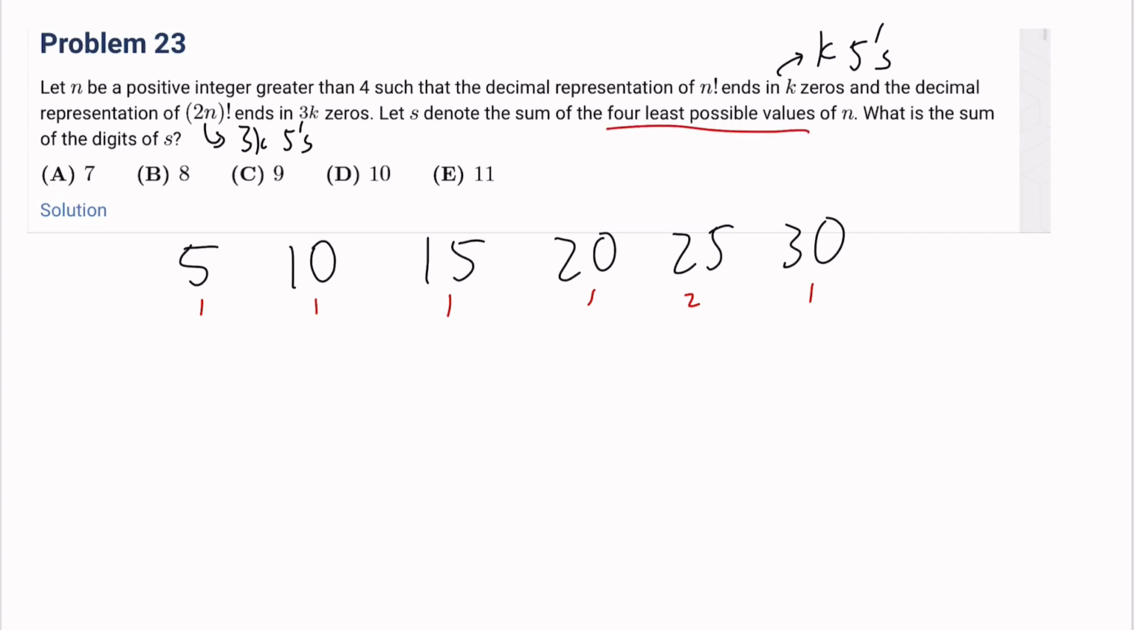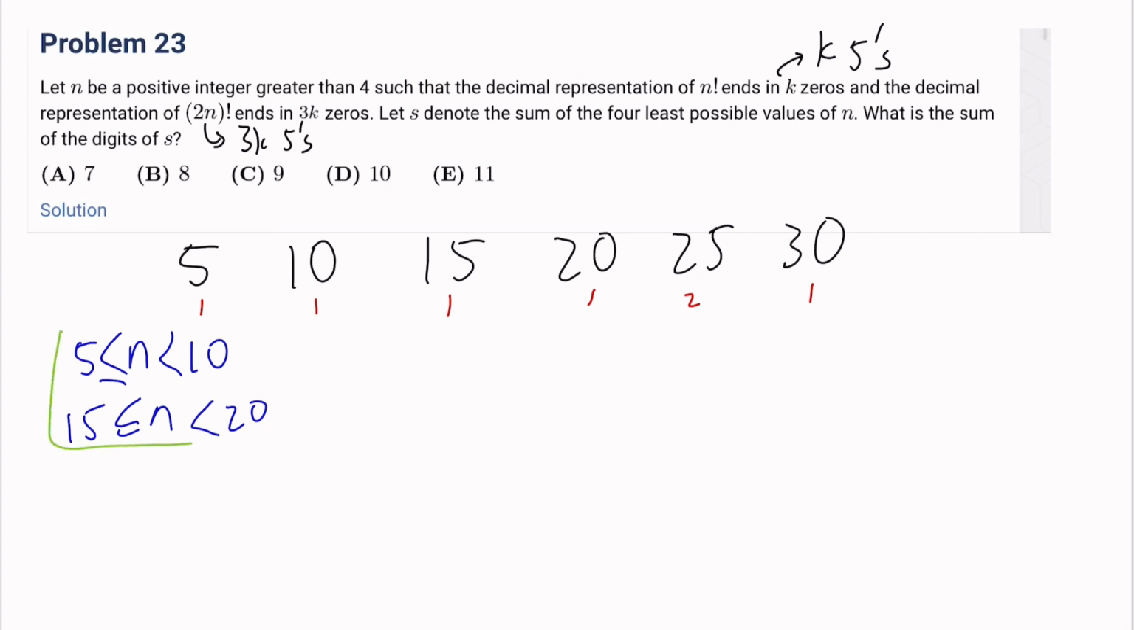And so we need the 4 least possible values of n, and so for that we will first look at n within this first gap, right? If n is greater than 5 and less than 10, then k would be 1, and so 3k 5's would mean there are 3 5's, right? And for there to be 3 5's, it has to be between 15 and 20.